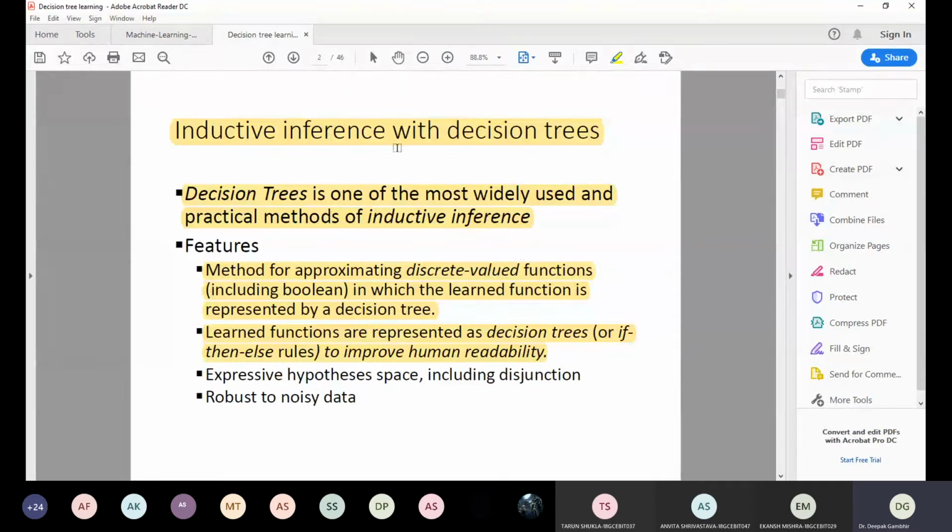Another feature of the decision tree is that it has an expressive hypothesis base, including disjunction. The candidate elimination algorithm is not able to give you the disjunction hypothesis, whereas decision trees provide an expressive hypothesis base in which disjunctions are also present. Moreover, the candidate elimination algorithm is not robust to noisy data, whereas once the decision tree is made, there is little impact of noisy data on it. We will see this. So it is robust to noisy data.